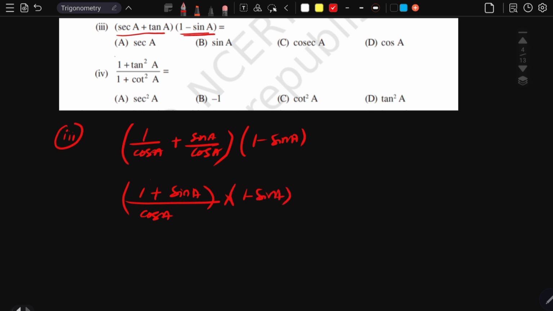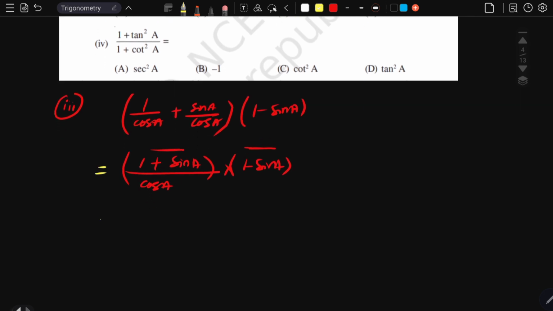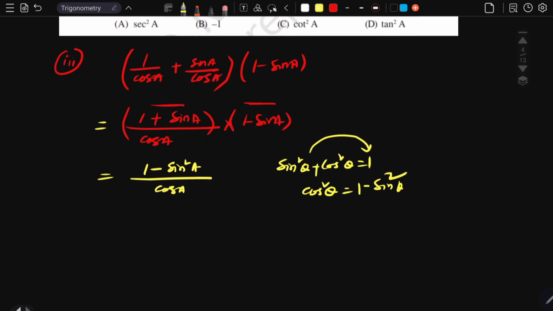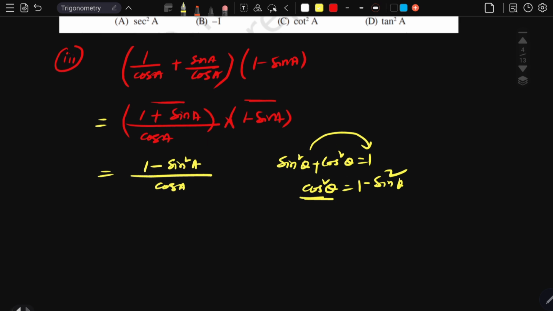Again it is looking like (a + b) and (a − b), so these both multiply. So we get 1 − sin² A, that is a² − b², and in the denominator only cos A. So 1 − sin² means we have a rule: cos² θ. We have the rule sin² θ + cos² θ = 1. So by using that, cos² θ is equal to 1 − sin² θ. By using this identity, I'll use the value.